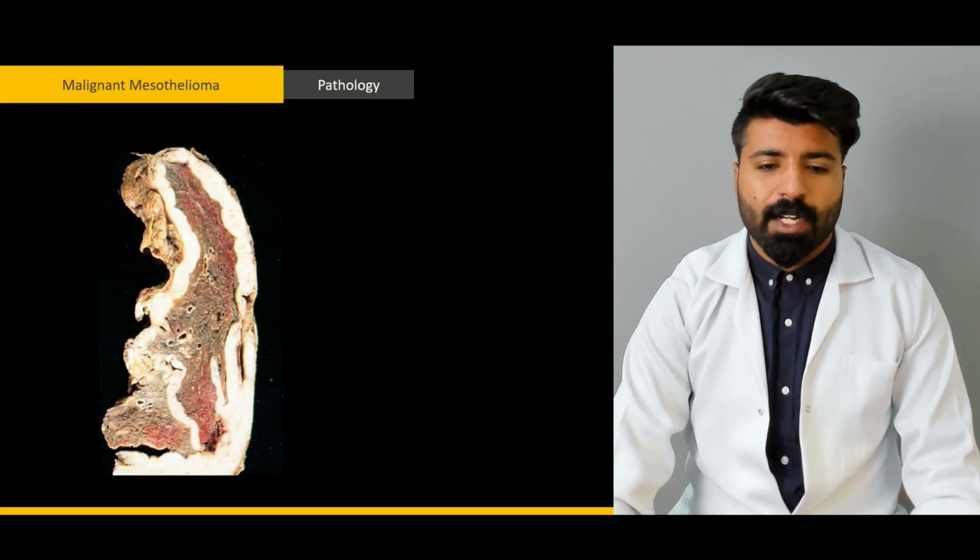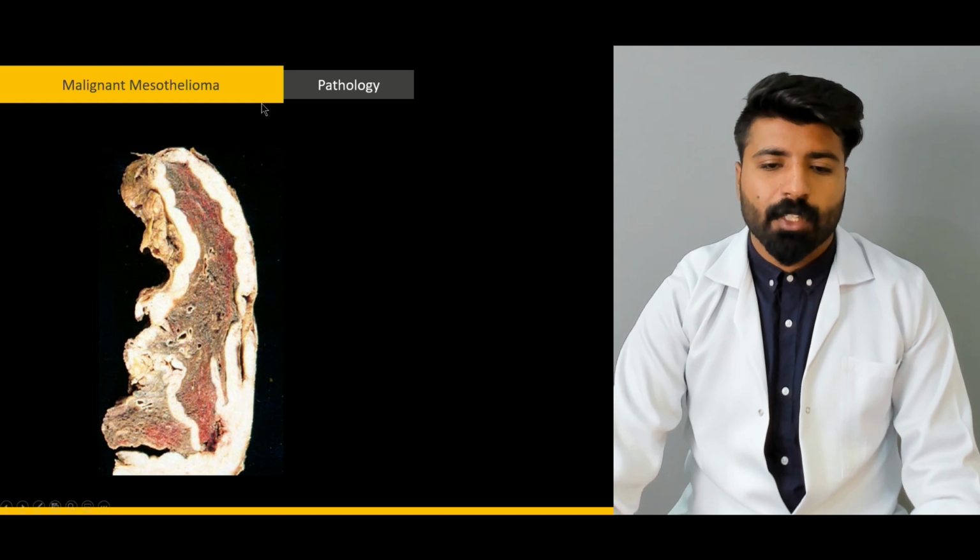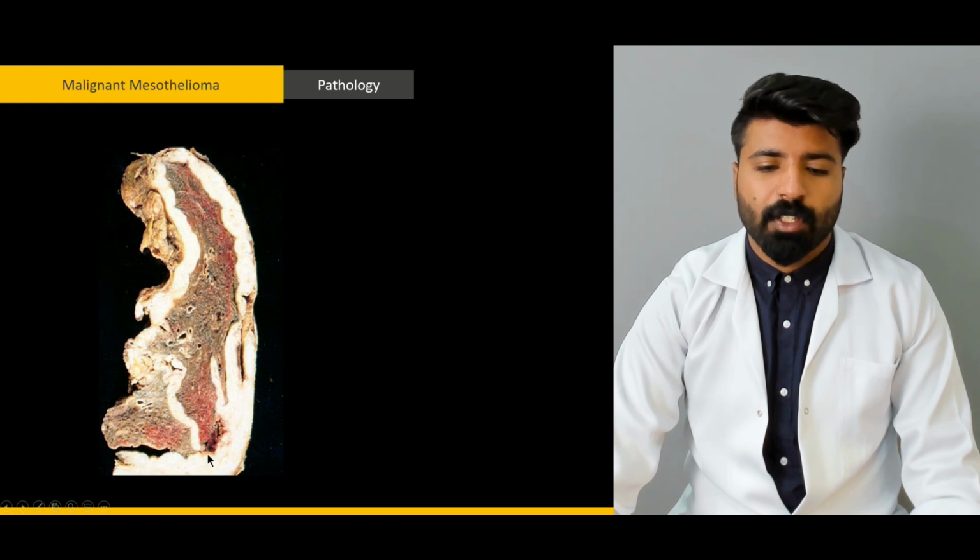On a pathological slide, this is what malignant mesotheliomas look like. You can see the distance between those layers is totally filled, and it has affected the major part of the lungs. You can see the bleeding here. So yeah, malignant mesotheliomas look like this.